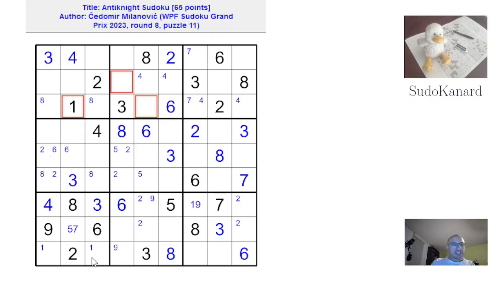I'm looking for interesting stuff to do with those digits. And this is not coming. Perhaps I should pencil mark candidates. So I was saying this can only be 1 or 4. 1, 4, 7, 9. This can't be a 4. This can't be a 7.